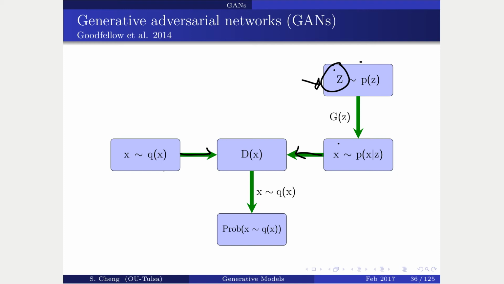I will use P(x|z) to describe this generator model, and this Q(x) corresponds to the true model, or the true data. Then we go through this discriminator, which tries to say whether the sample is coming from this Q(x) or from this P(x|z). If it's coming from Q(x), preferably we'll output 1. Otherwise, if coming from here, we will output 0, something like that.